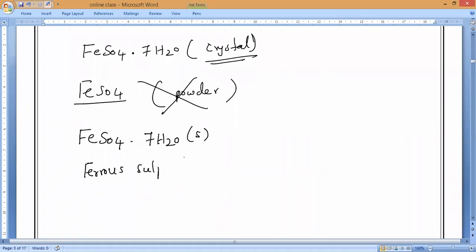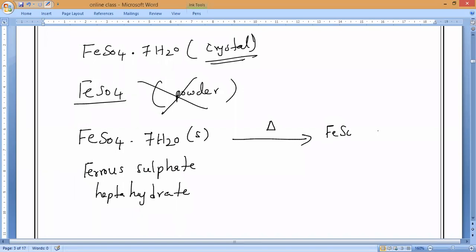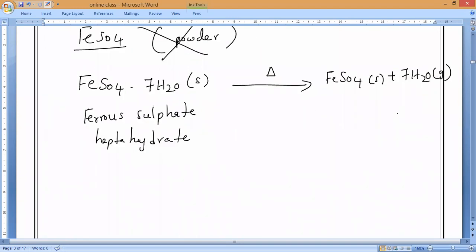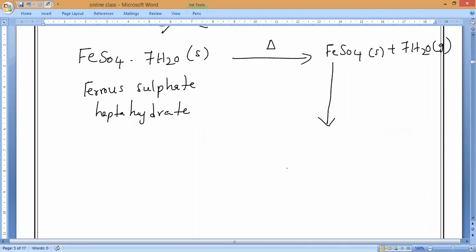Ferrous sulfate heptahydrate. What is it called? Hydrate, 7 means heptahydrate. So when we are heating, first it will form FeSO4 solid plus 7H2O gas. So water will evaporate. Water will evaporate first when we are heating FeSO4. Later only this FeSO4 will turn into 3 products. What is that, guys?